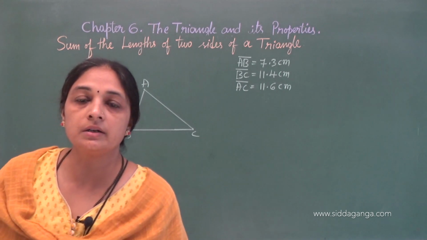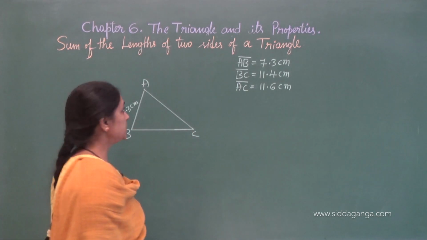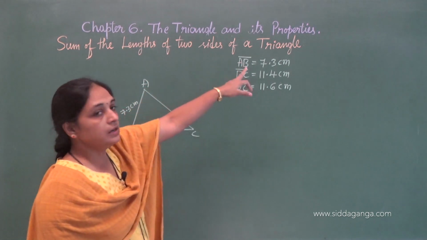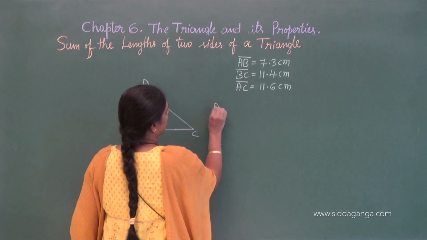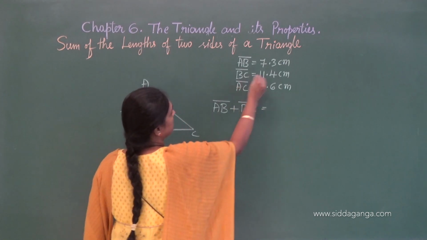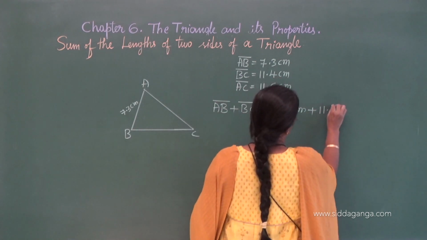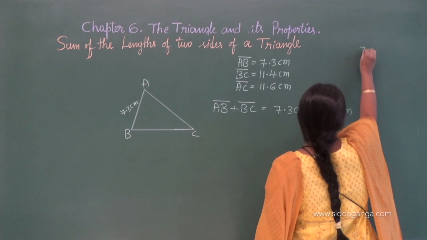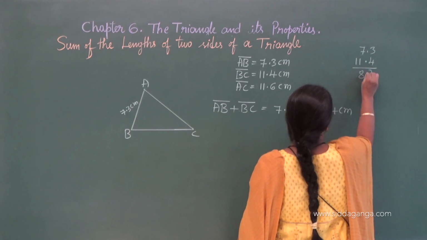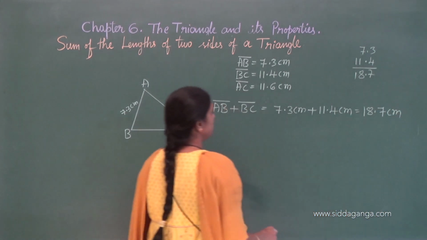So why we found the length of all these sides here? Because to find the sum of the lengths of two sides of a triangle. Let's take the sum of side AB and BC. Okay, add 7.3 centimeter plus 11.4 centimeter. 7.3 and 11.4, then it is 18.7 centimeter.